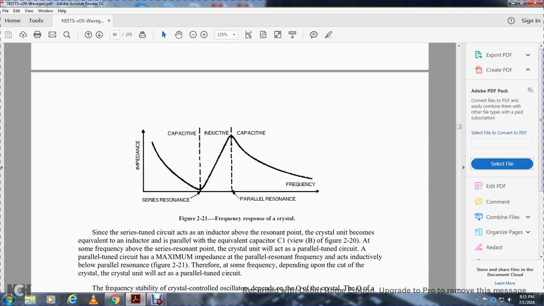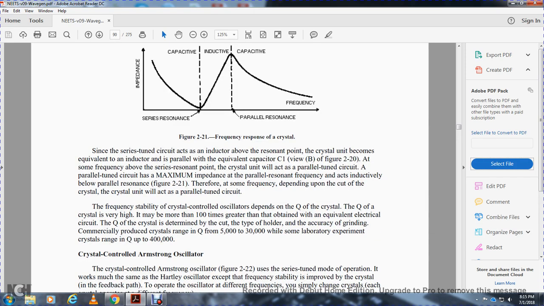Figure 221 shows the frequency response of the crystal: the impedance, the series resonance, the capacitive and inductive reactance, and the parallel resonance frequency. Since the series tuned circuit acts inductively above the resonant point, the crystal unit becomes the equivalent of an inductor in parallel with the equivalent capacitor, as in view B of Figure 220, at the same frequency above the series resonant point of the crystal, until it acts as a parallel tuned circuit.